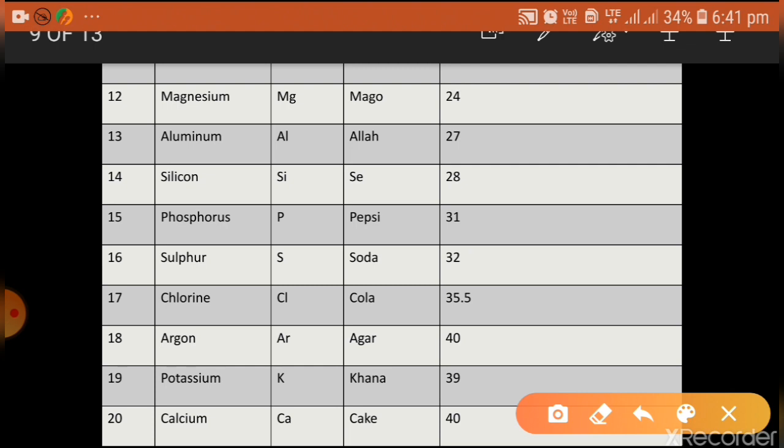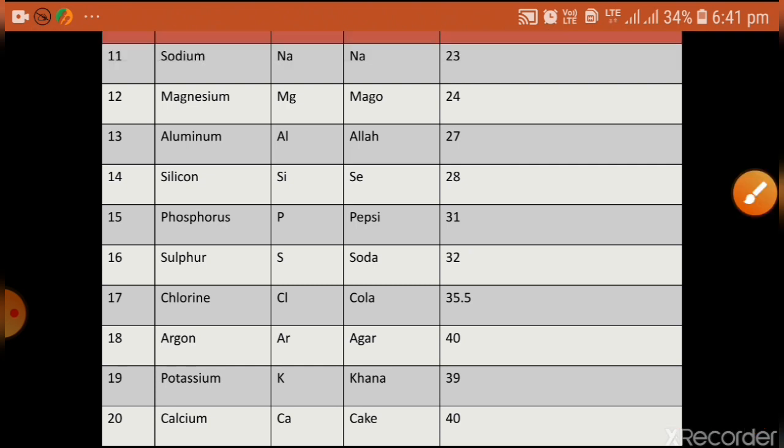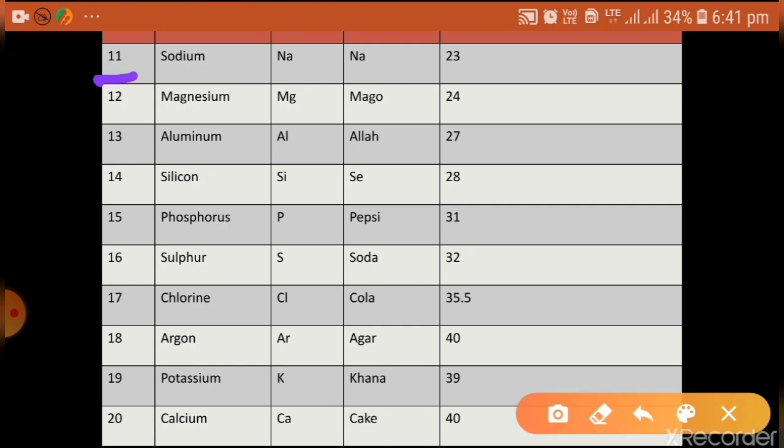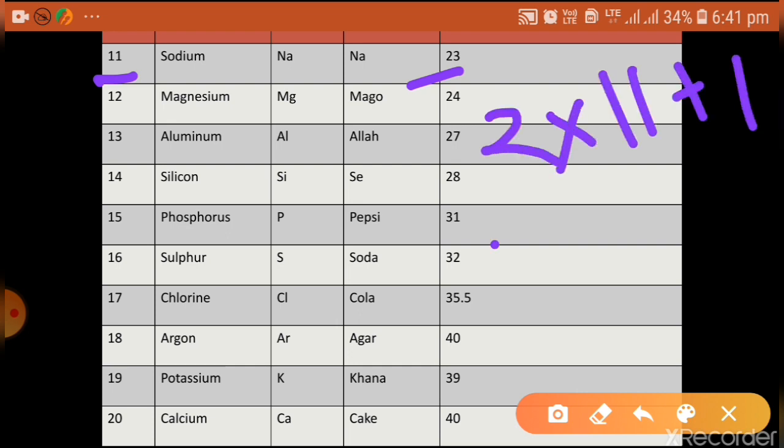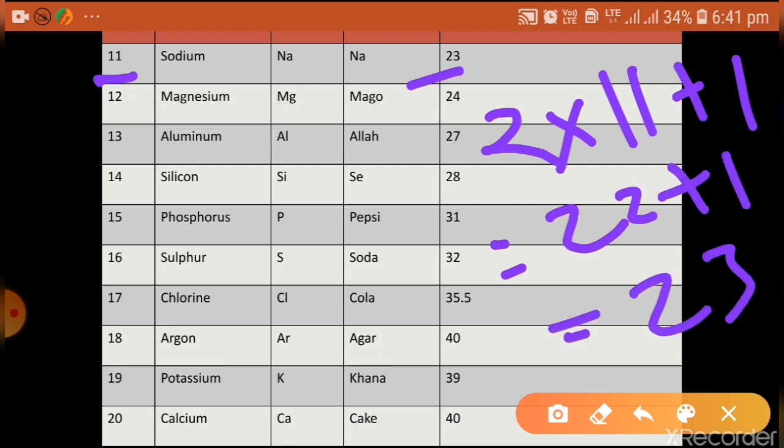Now how to remember the atomic mass of these? You can see the same rule is followed. If you see sodium, the atomic mass is 23. It is an odd atomic number, so 2 into 11 plus 1. So 22 plus 1, you will get 23. Means it follows the rule of odd atomic numbers, and you are getting the atomic mass as 23.